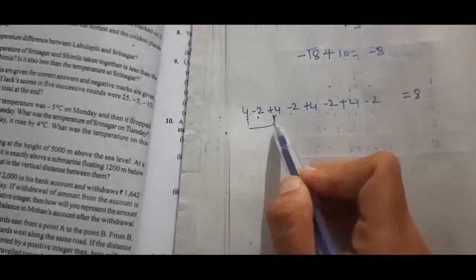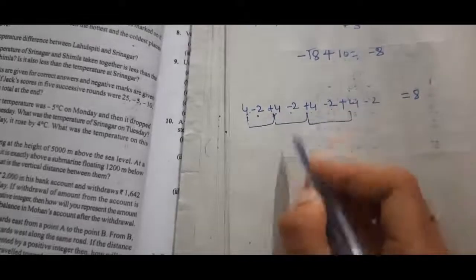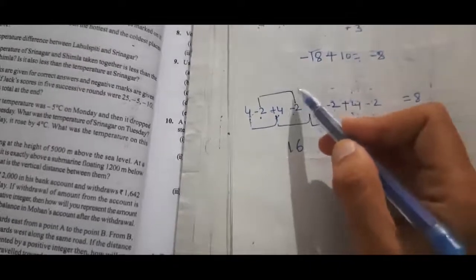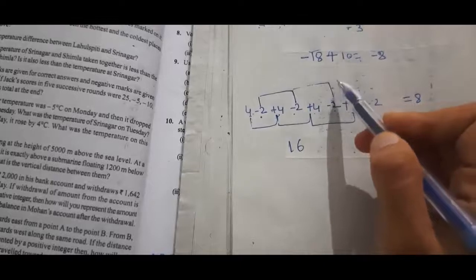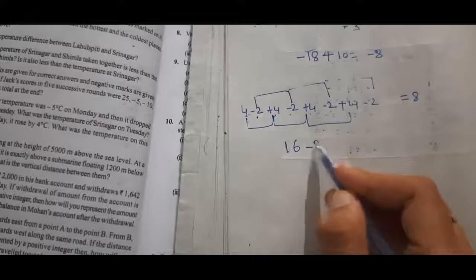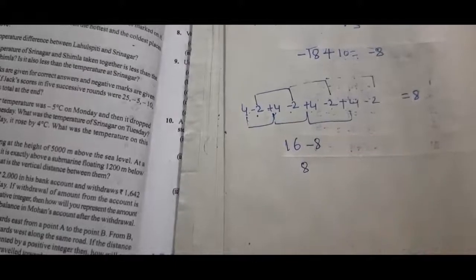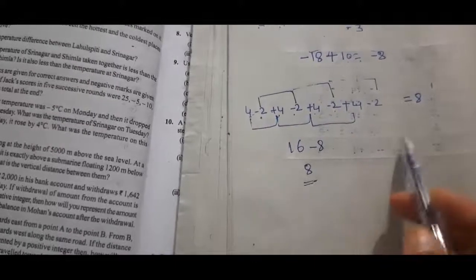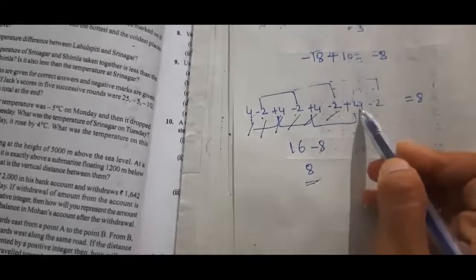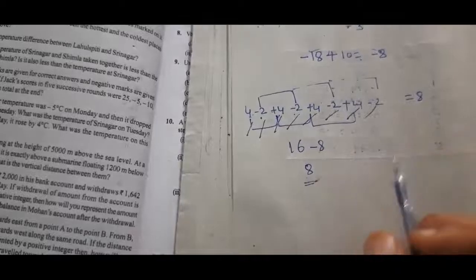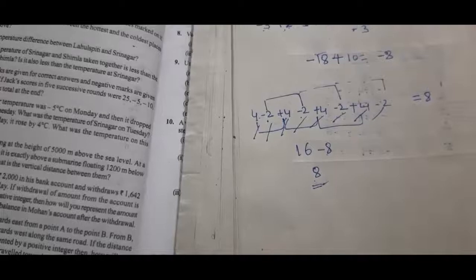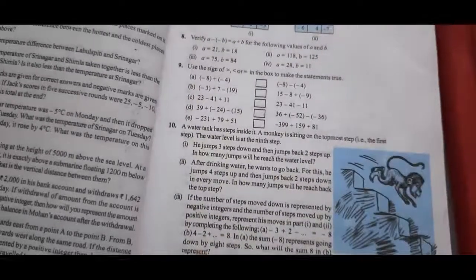4 plus 4 is 8, 8 plus 4 is 12, 12 plus 4 is 16. Minus 2 is 14... that is, -2, -4, -6, -8 in total. How many jumps are needed? 16 minus 8 is 8. This is 1, 2, 3, 4, 5, 6, 7, 8. 8 jumps are needed to become 8 here. Okay. This is about part A and part B.